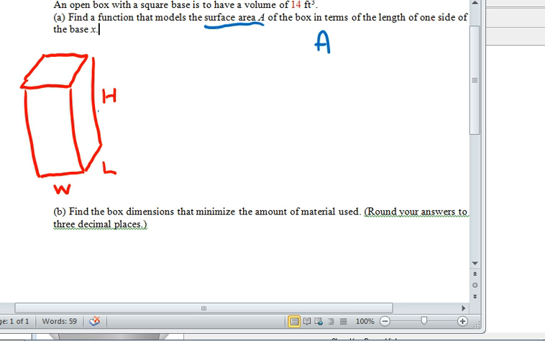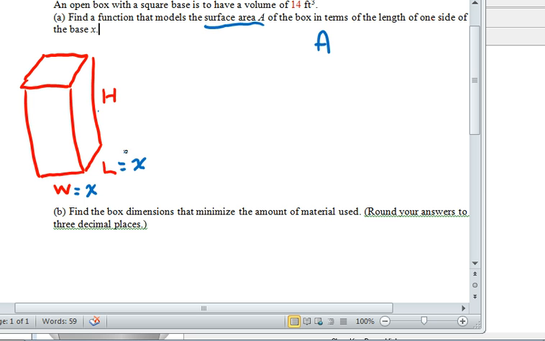Now, generally, the surface area will be the sum of the areas of the 5 sides of the open box. Notice the box does not have a top. We have been told that the variable to be used for the side of the base is x. So let's let the width be x and the length be x.